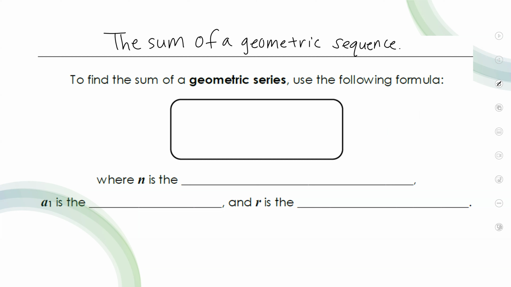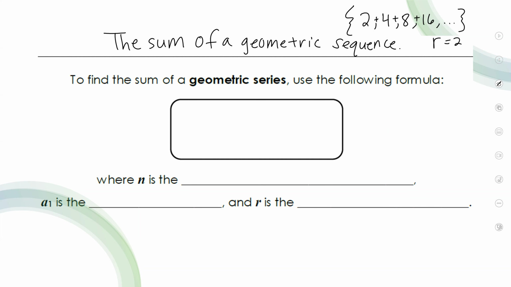So for example, a geometric sequence might be something like this: 2, 4, 8, 16, right? This is a geometric sequence. Why is this a geometric sequence? Yes, it's being multiplied by 2 every time. A geometric series is when you add these terms together.